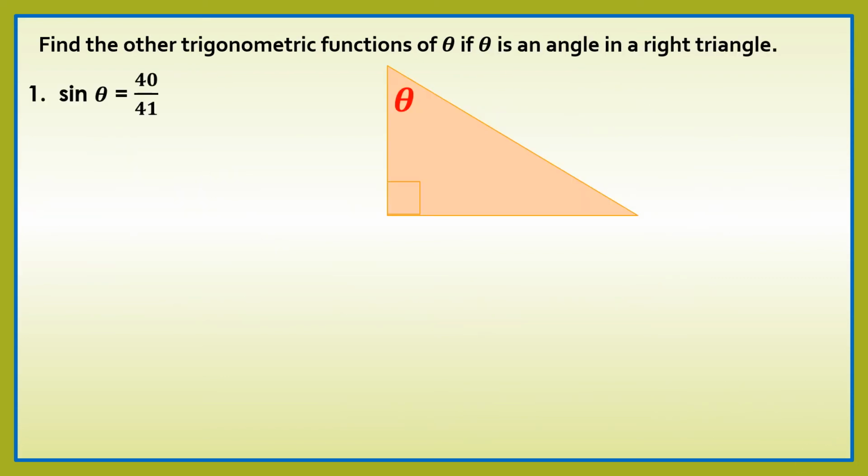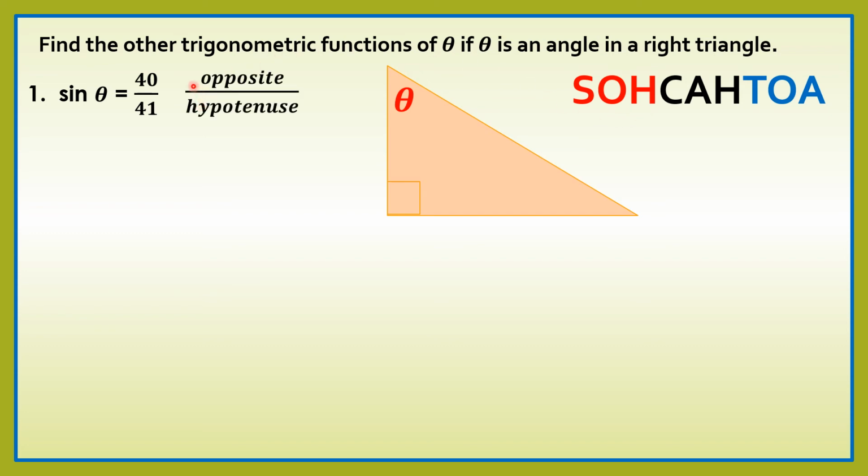Let's have another example here. Find the other trigonometric functions of theta if theta is an angle in a right triangle. So, this is our theta. And the given here is sin theta, which is equal to 40 over 41. In our mnemonic word SOH CAH TOA, the SO, that is sin theta, is equal to opposite over hypotenuse. Therefore, the 40 is the opposite, and the 41 is the hypotenuse.